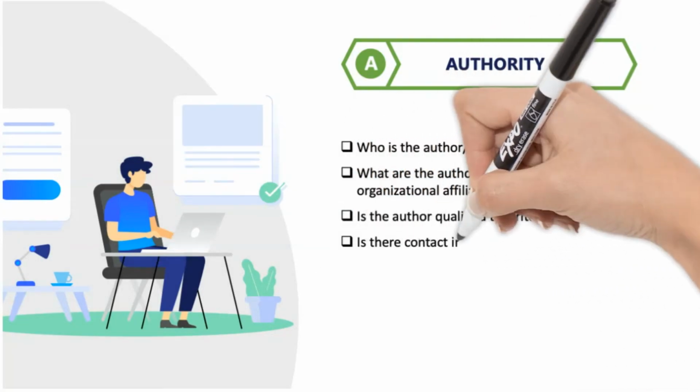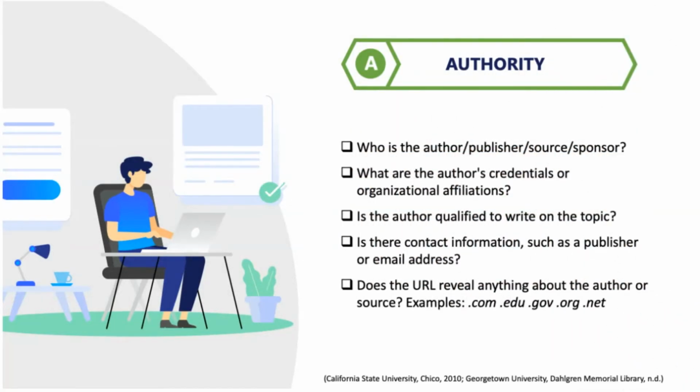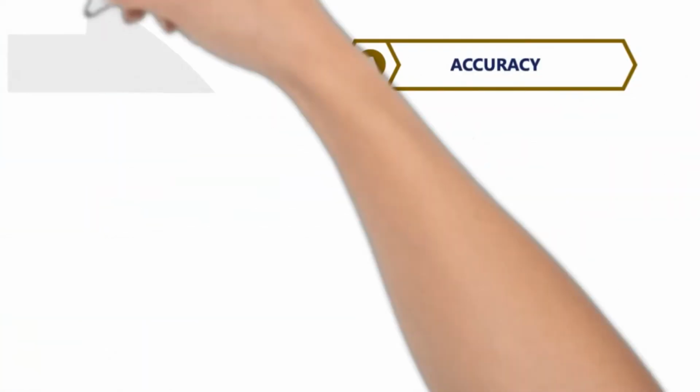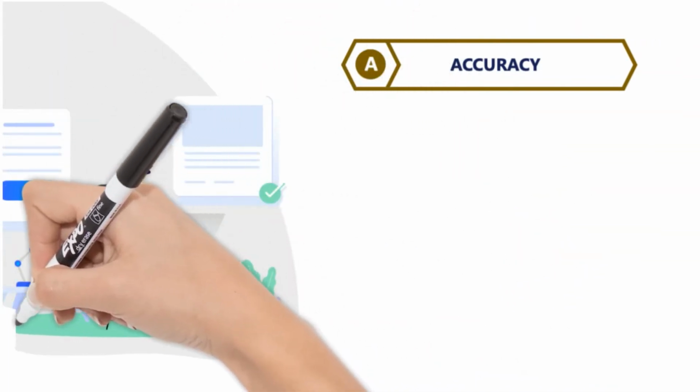Is there contact information? Sometimes we can find this on the About page or a separate contact section of the website. And we can also look at the domain extension of the website's URL or web address. That might give us additional information about the publisher or source of the information. For instance, a web address ending in .gov is the domain extension for US-based government organizations, while .edu is for educational institutions.